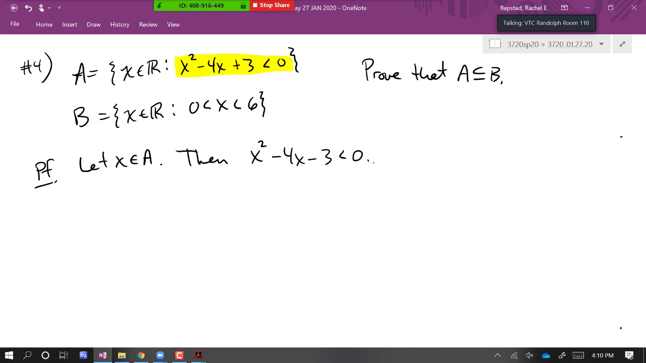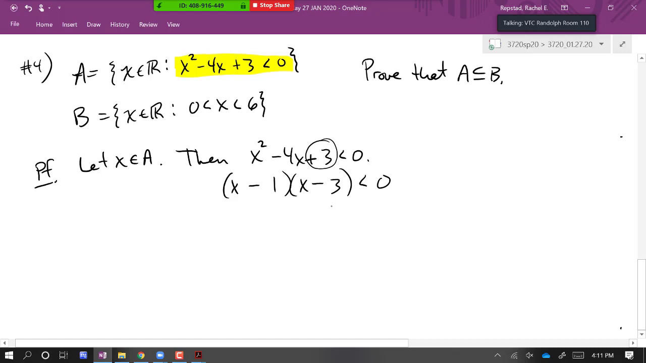I think this will factor. It's plus 3, not minus 3. Oh, thank you, plus 3, yep. So I think it'll factor. x plus 4, x minus 1? No, because they have to multiply out to positive 3. So x minus 1 and x minus 3. Yeah, right, okay. So their product is negative, basically.